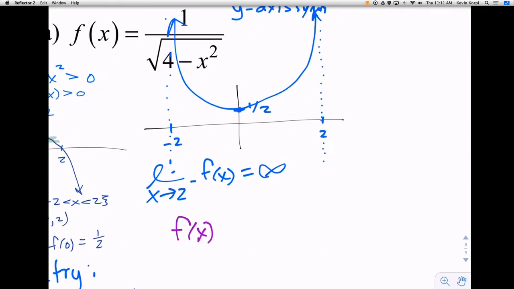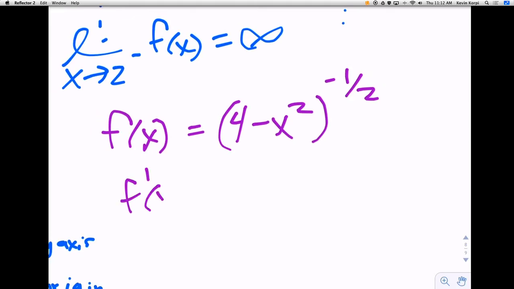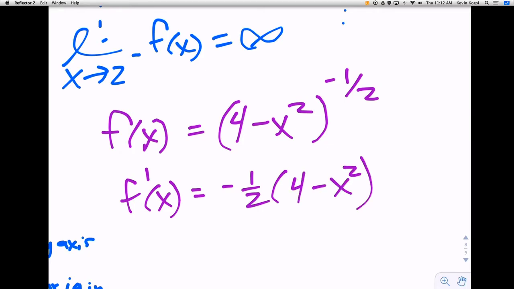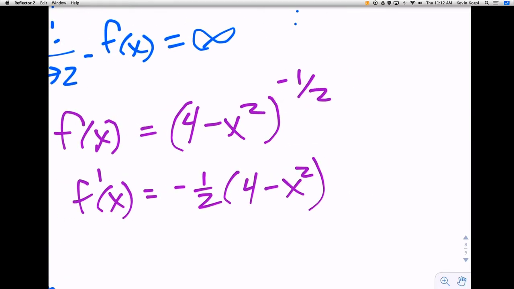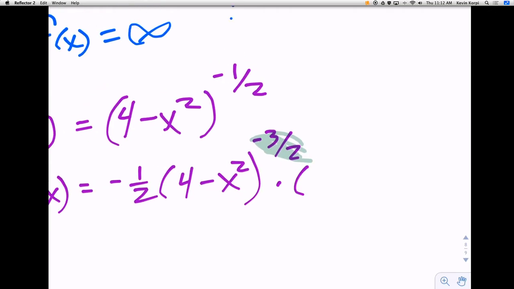And I would rewrite it, I hope you would too, as 4 minus x squared to the what power? Negative 1/2. Cool. Now, the chain rule. Chain. Come back. The end. To the what power? Negative 3/2. And recall I mentioned when we did the chain rule that this is probably the most common mistake that students make. They tend to leave that off. Times the chain rule, negative 2x.